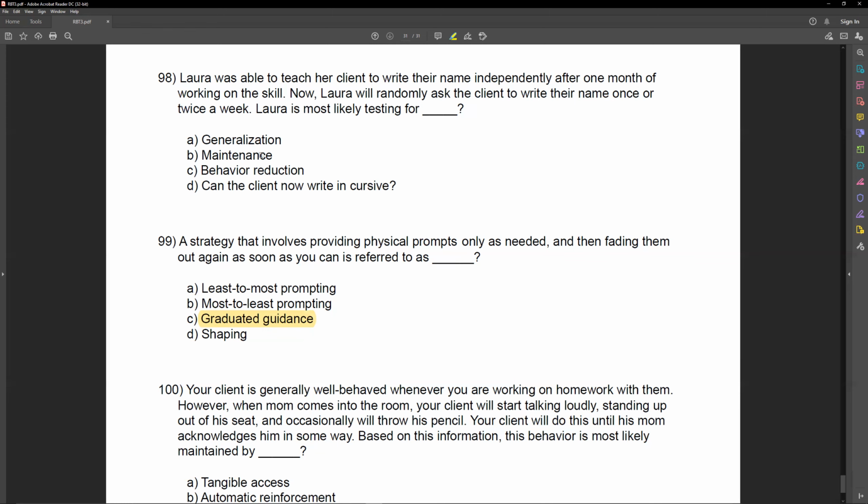So again, pretty straightforward question, right? It's just a definition question. But I think it's important that we cover this and make sure you understand the difference between most to least prompting and graduated guidance. With most to least prompting, physical prompting is the most prompting, but when we're doing most to least, we're going to go from physical, right, to partial, to modeling, to verbal, to gestural, right? We're using the whole array of prompts, or the whole repertoire of prompts. With graduated guidance, it's strictly a physical prompting deal where we're fading them in and out as needed.